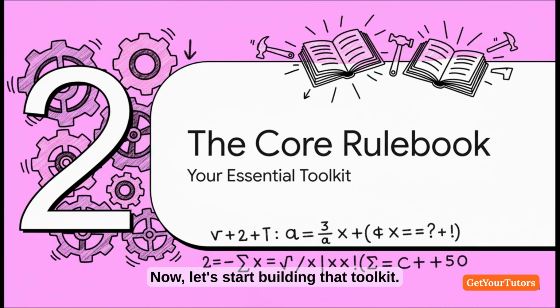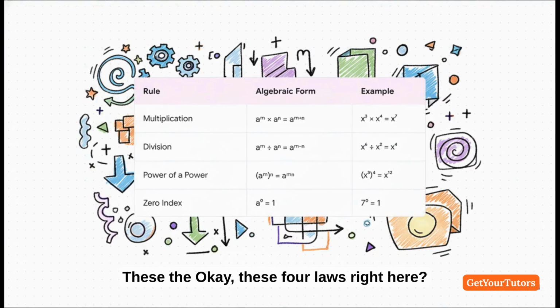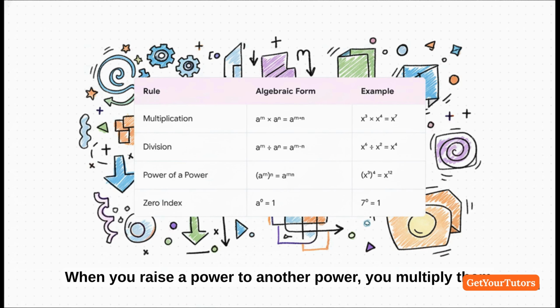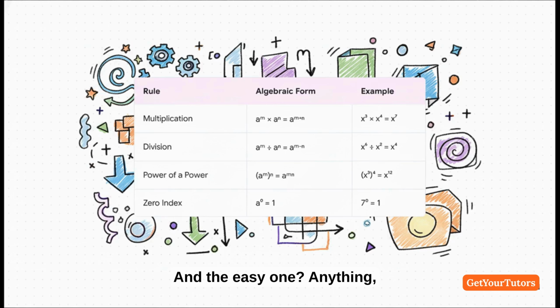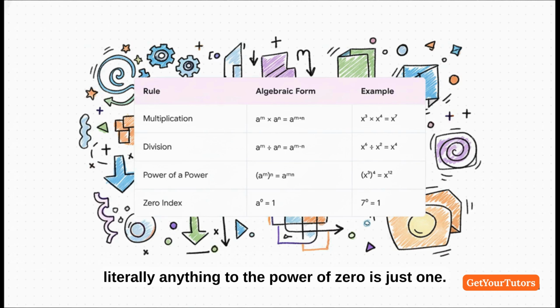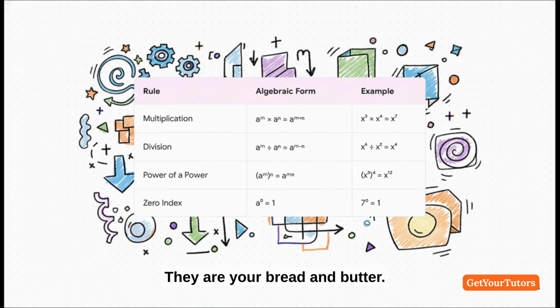Now let's start building that toolkit. Section 2 is our core rulebook. These are the absolute, non-negotiable essentials you have to know. Okay, these 4 laws right here, this is the foundation for everything. When you multiply, you add the powers. When you divide, you subtract them. When you raise a power to another power, you multiply them. And the easy one, anything, literally anything to the power of 0 is just 1. You absolutely have to know these inside and out. They are your bread and butter.